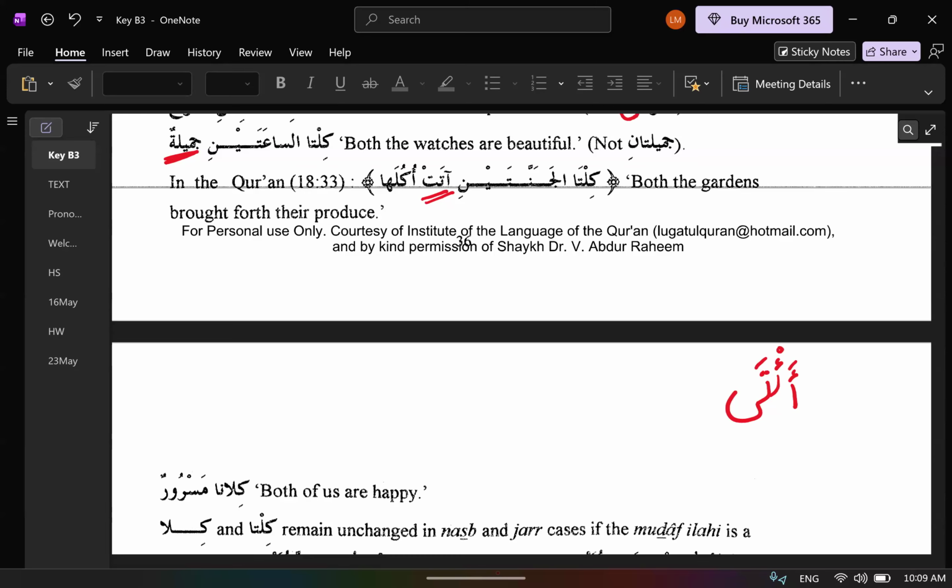Ukula, I believe, is a madi mabni lil majhul from akala yakulu. No, ukul is a masdar from it. Akala yakulu, and right, ukul is a masdar from it. Yes, so it's coming as a fa'il for atat here. No, it's mafulun bihi. Ukula, right. Yes, mafulun bihi.